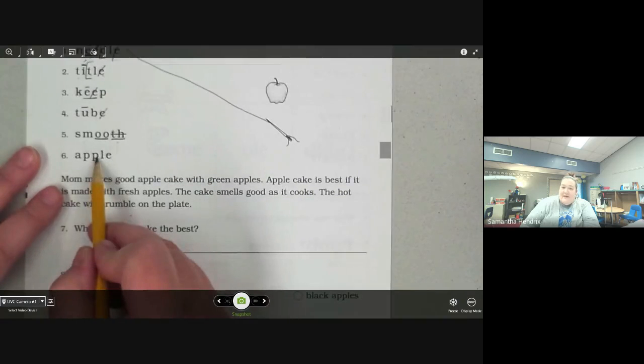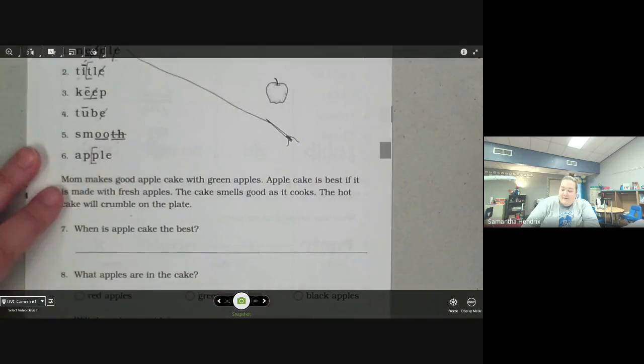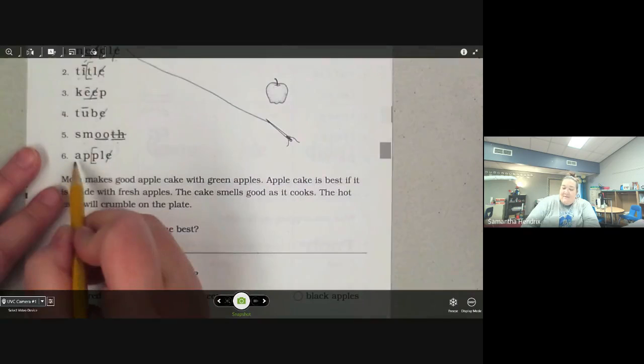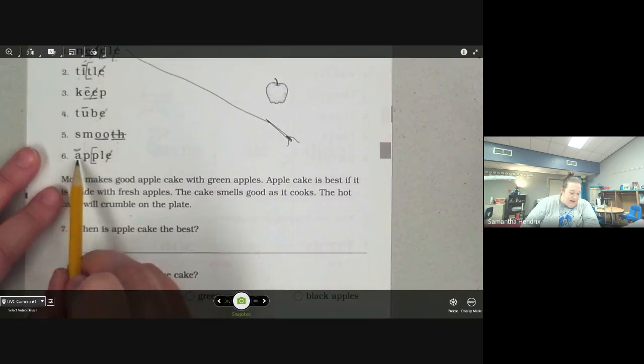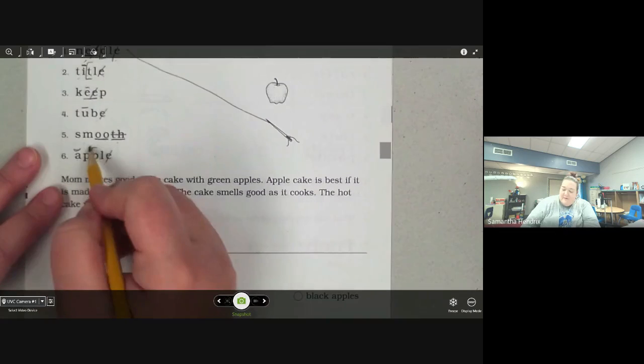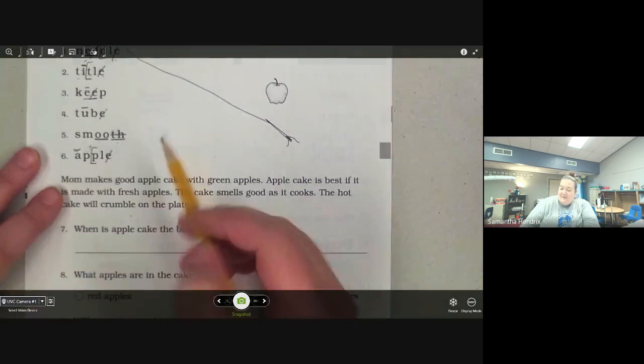Okay, oh, there's a PLE. So we're going to bracket, mark that out. We have a vowel that's followed by a consonant, so it's short. So we have apple. Apple. I forget that accent mark. Apple. There's my apple.